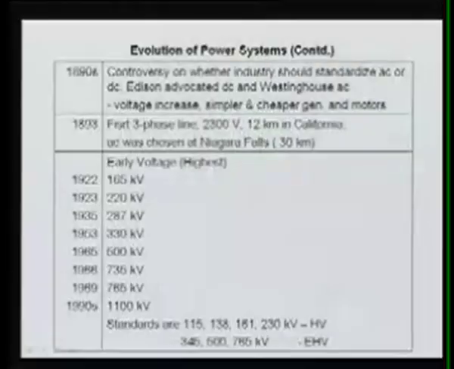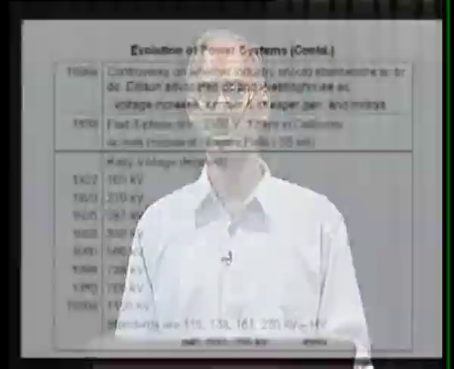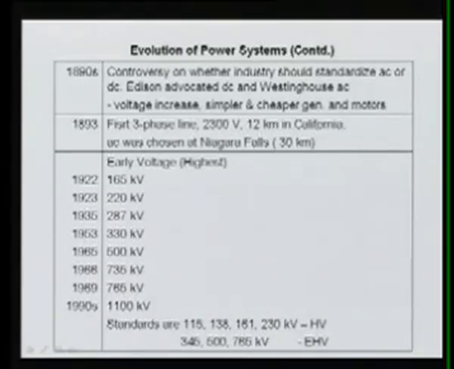The early voltage, if you see that, up to 1921, we had different voltages, like 16 kilovolt, 44 kilovolt, even 60 kilovolt. But later, from 1922, the voltage kept on increasing. The reason behind this increase in the voltage is that we can reduce the current, and therefore we can reduce the losses in the system. At the same time, we can reduce the voltage drop.